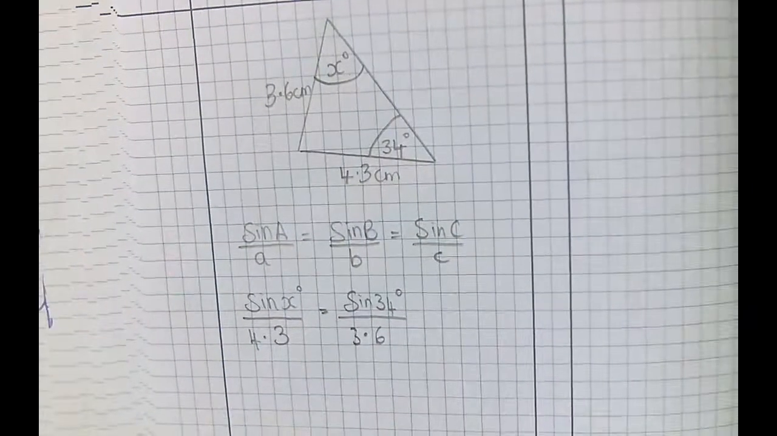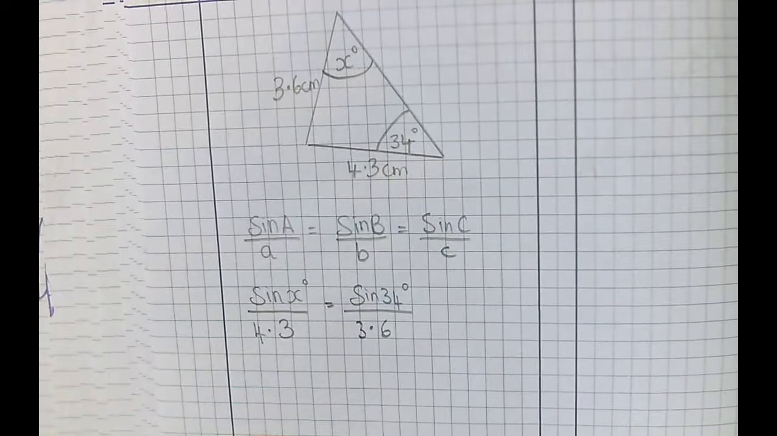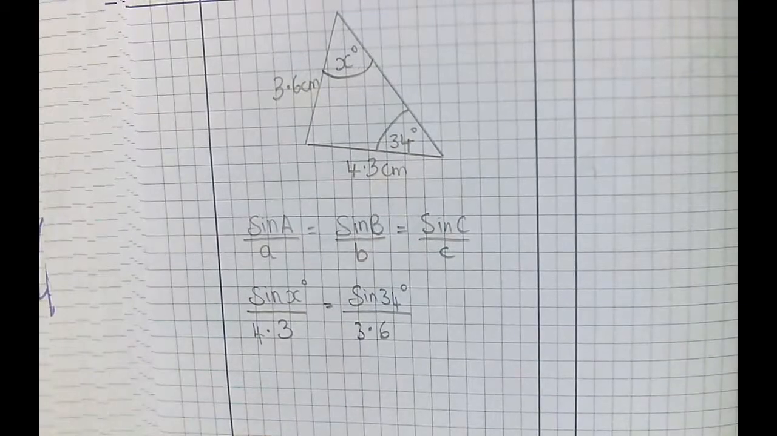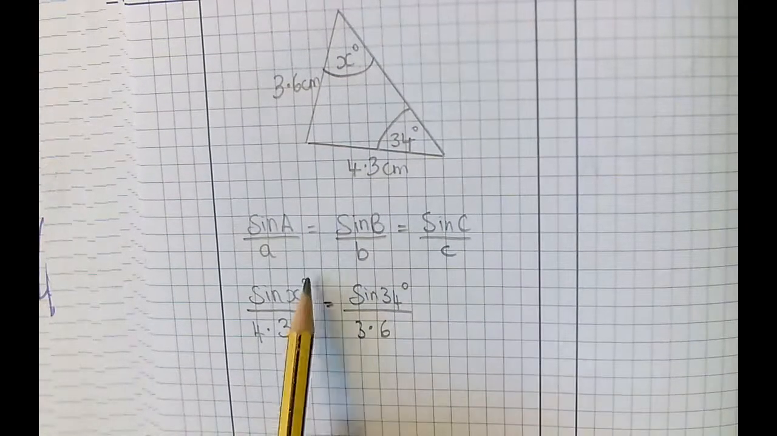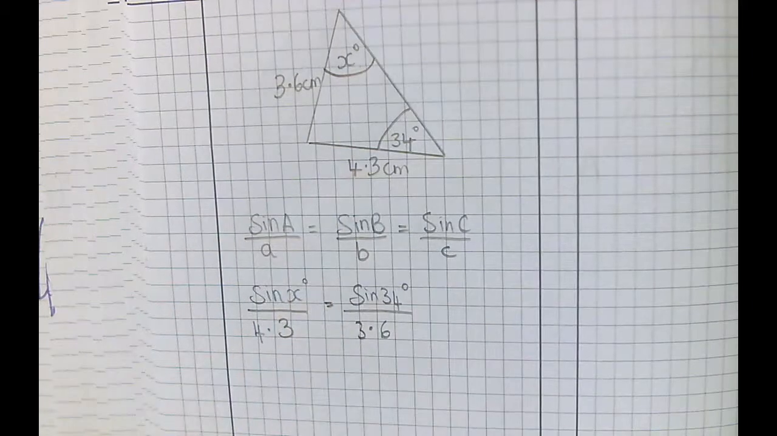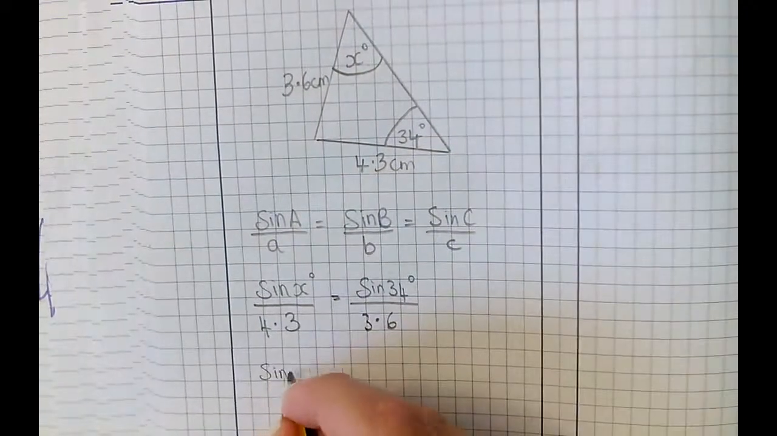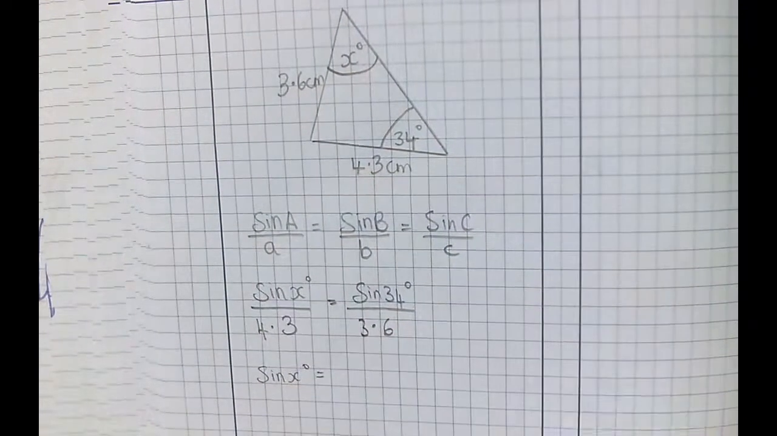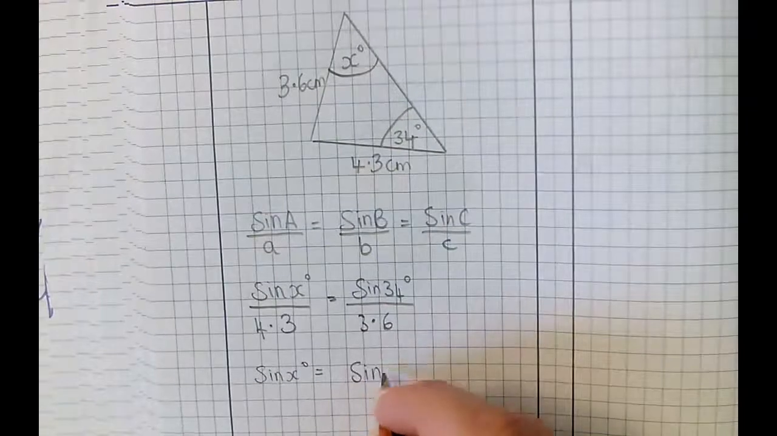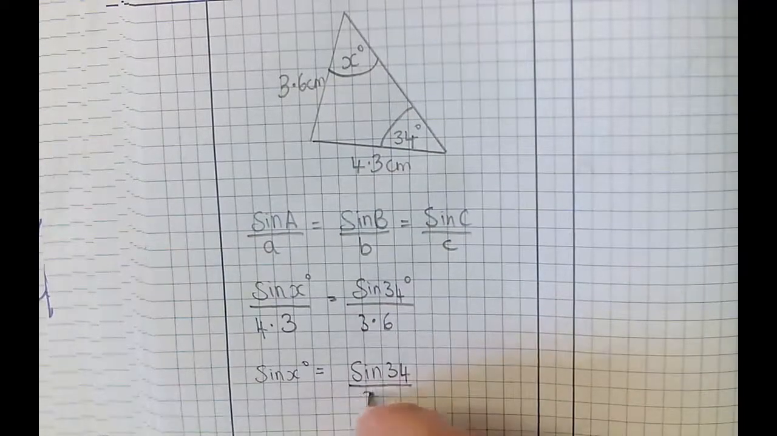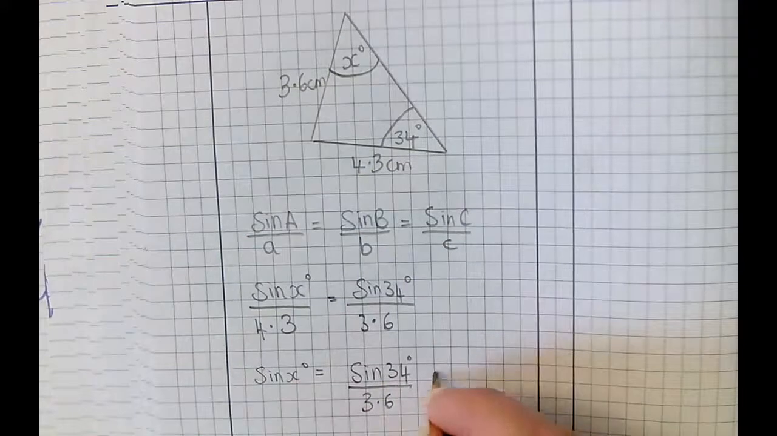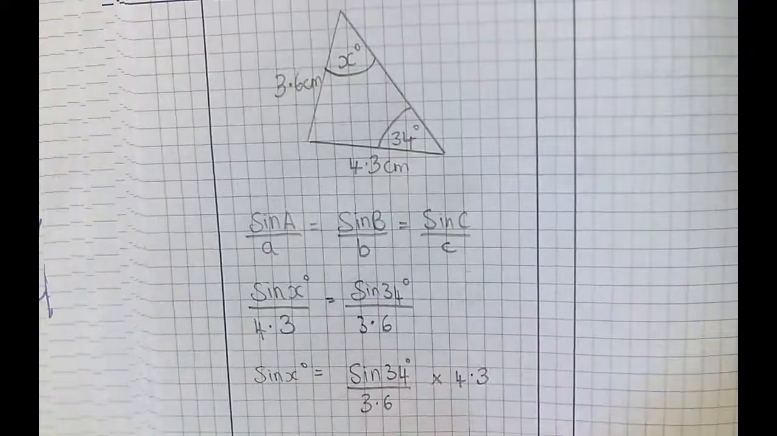Now, similarly to the previous question, we need to rearrange. Again, I want to get sine x on its own. So I need to multiply both sides by 4.3. Sine x degrees is equal to sine 34 over 3.6 multiplied by 4.3.